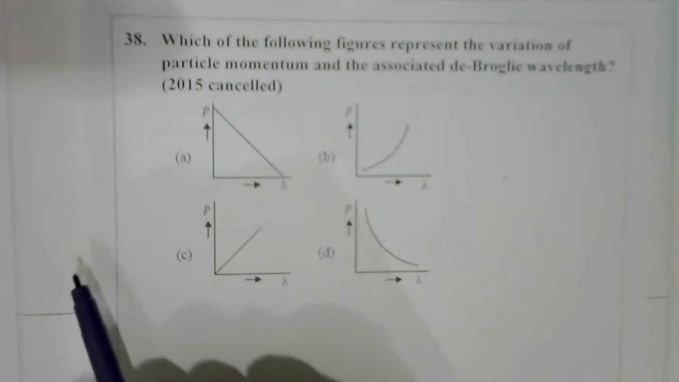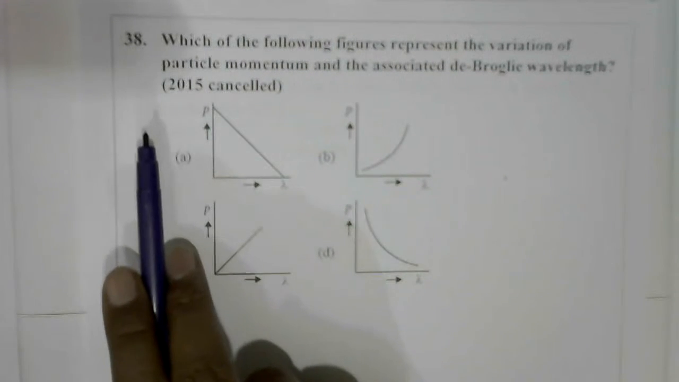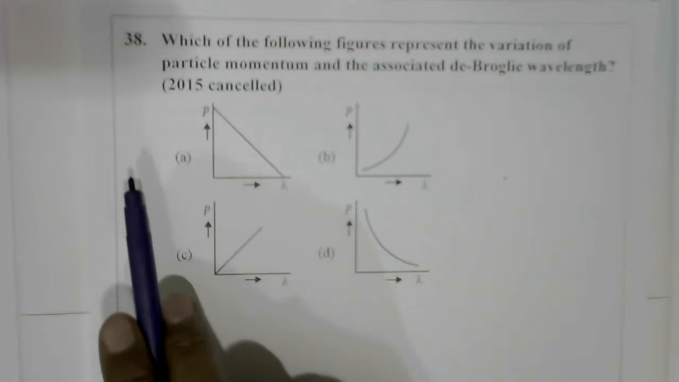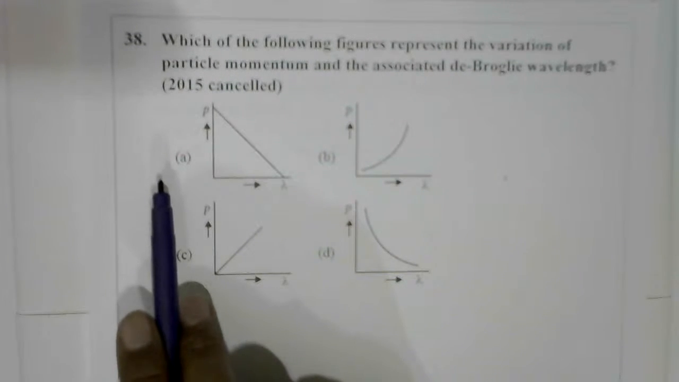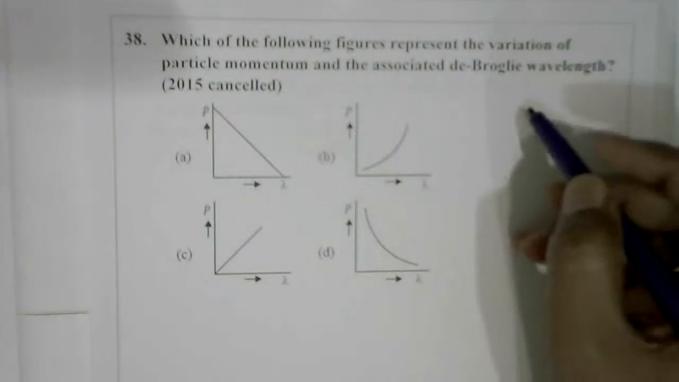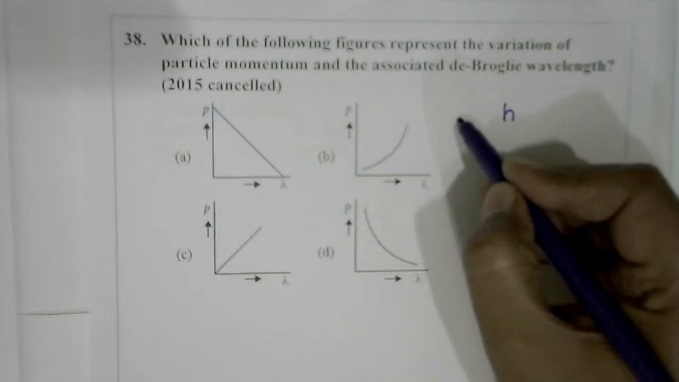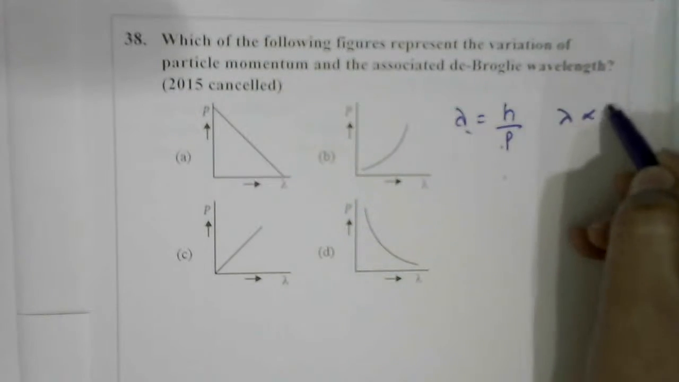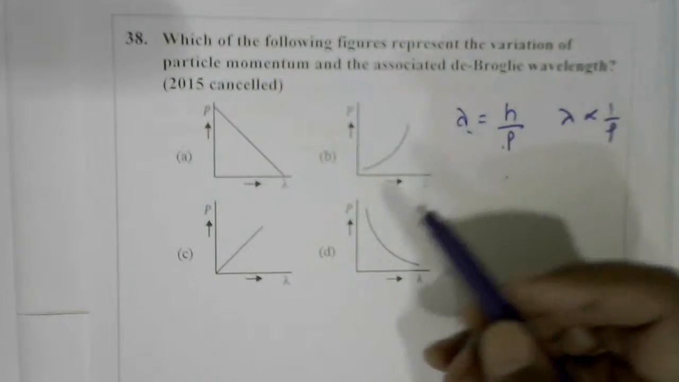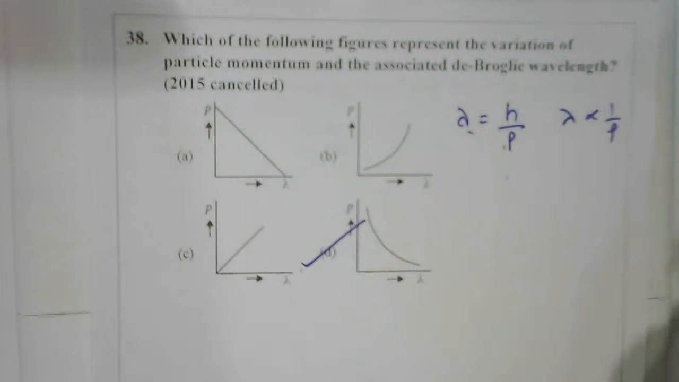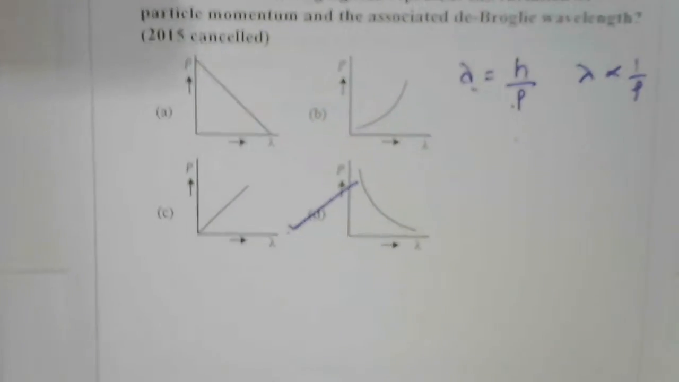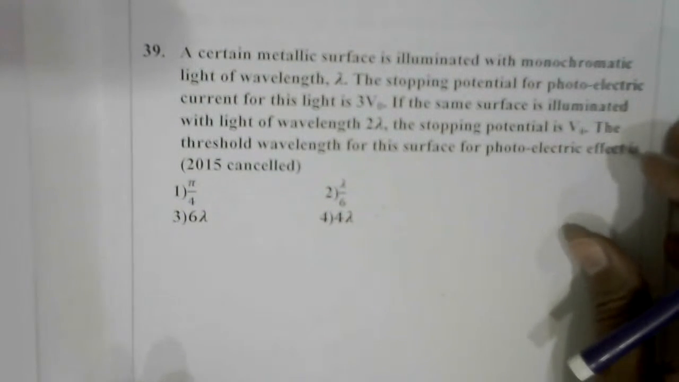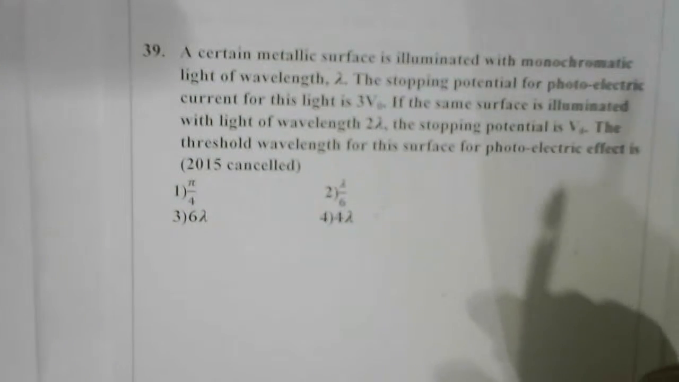So the next question is straightforward. The question is to just get the nature of the graph between the de Broglie wavelength and the momentum. Since they are inversely proportional, ultimately we are expecting the last option. Okay, next question.